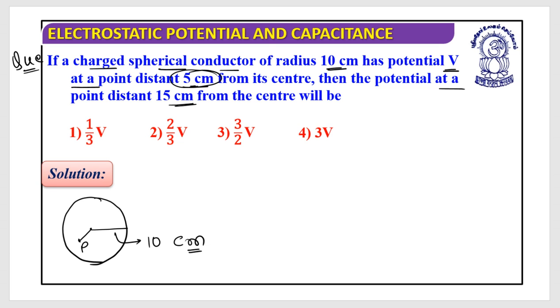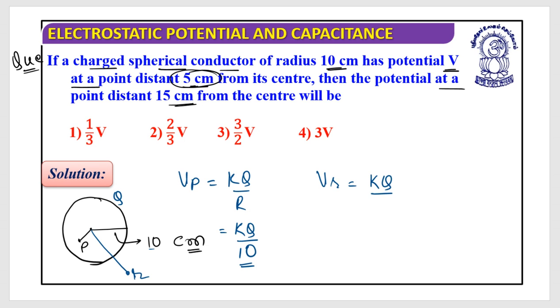Now as I know that point P is the inward point, and let's say charge Q is given, then Vp is equal to KQ by R. My radius is 10 centimeter, so this is KQ by 10. Now I need to find the potential at a point at a distance 15 centimeter from the center. Let's say this is point R and this is 15 centimeter. So potential at R would be equal to K multiplied by Q divided by 15.